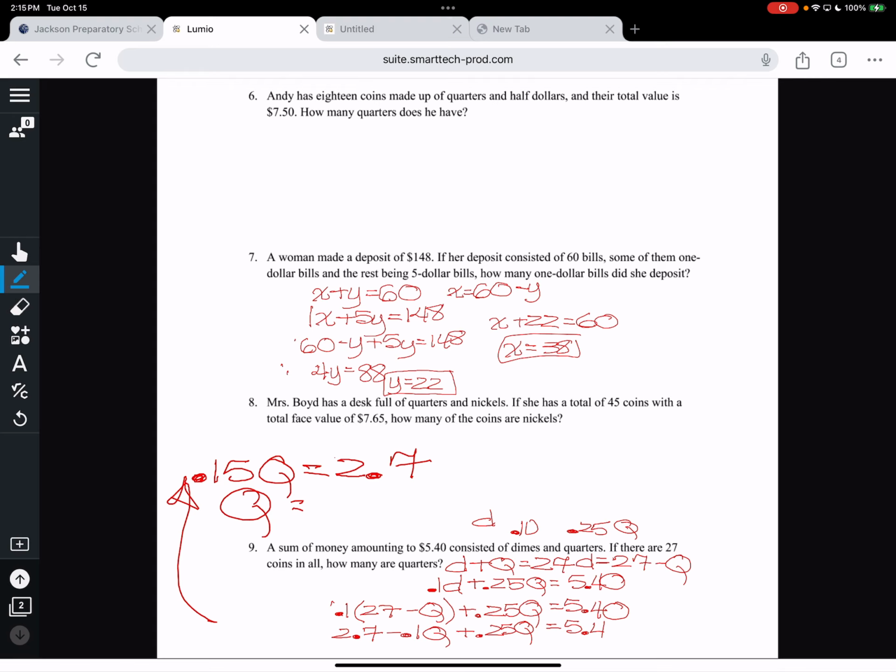So how many quarters do we have? 18. Yep, 18 quarters, and that's really what it was asking. How many dimes do we have? 9. Good. Does this make sense, what we've just done? Yes, ma'am. All right, go back to number 2.